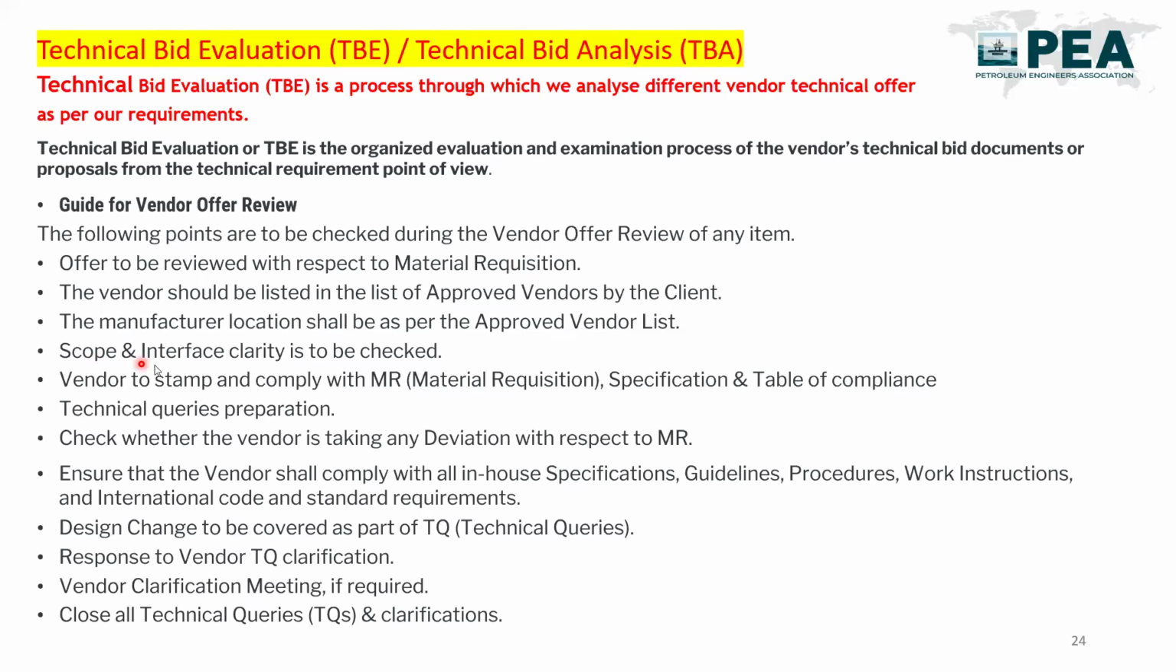Scope and interface clarity should be checked with the vendor offer. The vendor should stamp and comply with our material requisition specification, so that at a later stage the vendor cannot deny it by saying, I have not read this specification and I am not aware of this. Technical queries, TQ: if we have any technical queries, we can prepare a TQ and take confirmation on that TQ from the vendor during this technical bid evaluation. For any deviation the vendor is taking from your MR, that is the material requisition, you can ask the vendor, because the vendor should specify why he is taking the deviation and what the impact of the deviation is, and should give the clarification.